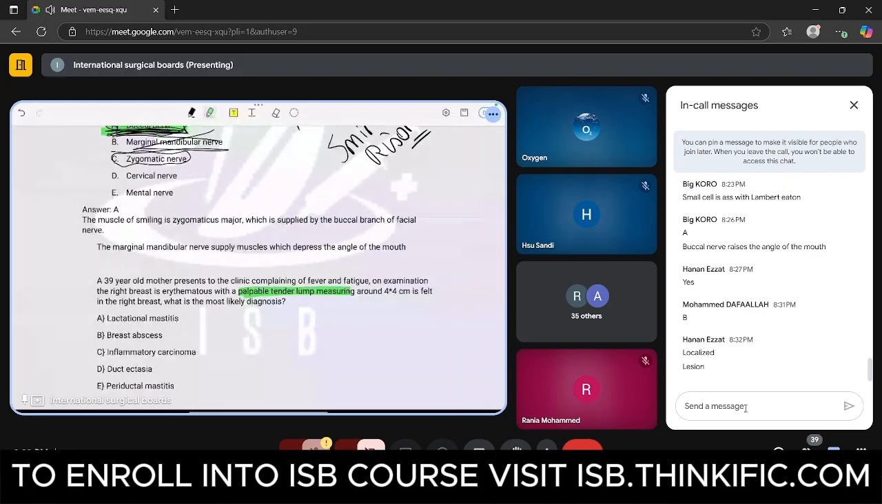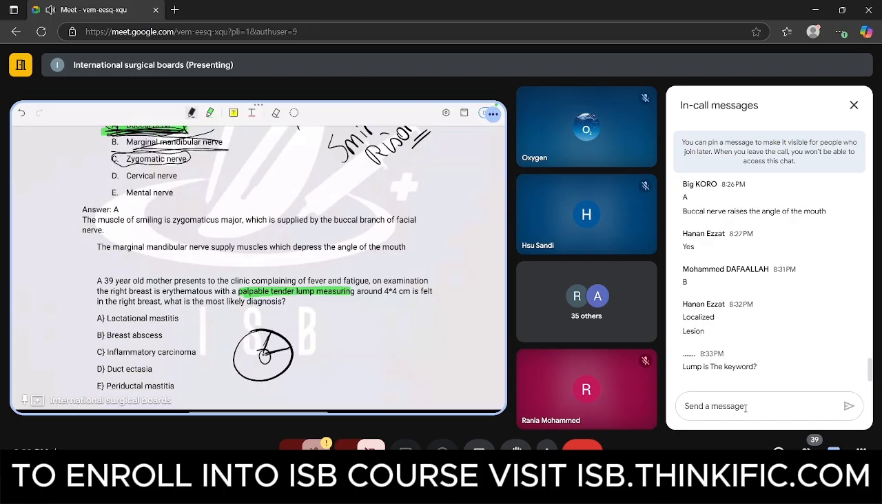Number one, suppose we differentiate clinically. Okay? That's a breast. And look, in mastitis, the lactational mastitis, usually the redness takes a sector of the breast.